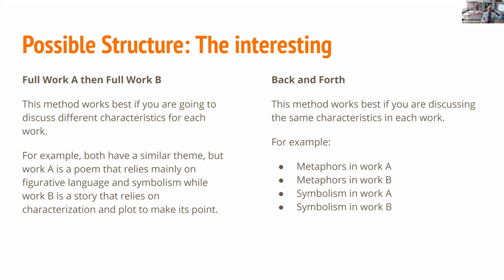The back and forth method works best if you're discussing the same characteristics in each work. For example, metaphors in work A, metaphors in work B, symbolism in work A, symbolism in work B. And so this works out nicely balanced if you do the back and forth method.